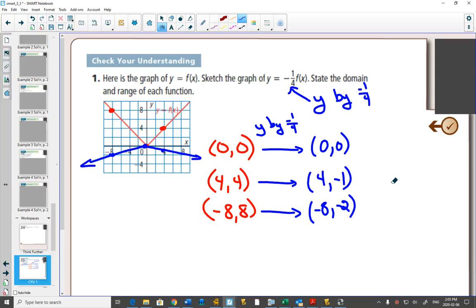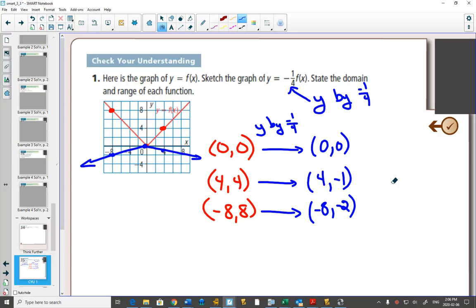Can you see that that graph has had a vertical reflection? It's been flipped over the x-axis. Can you see that it's had a vertical compression? It has been squished towards the x-axis. So flipped and squished. Yeah, and there's not one word for that.